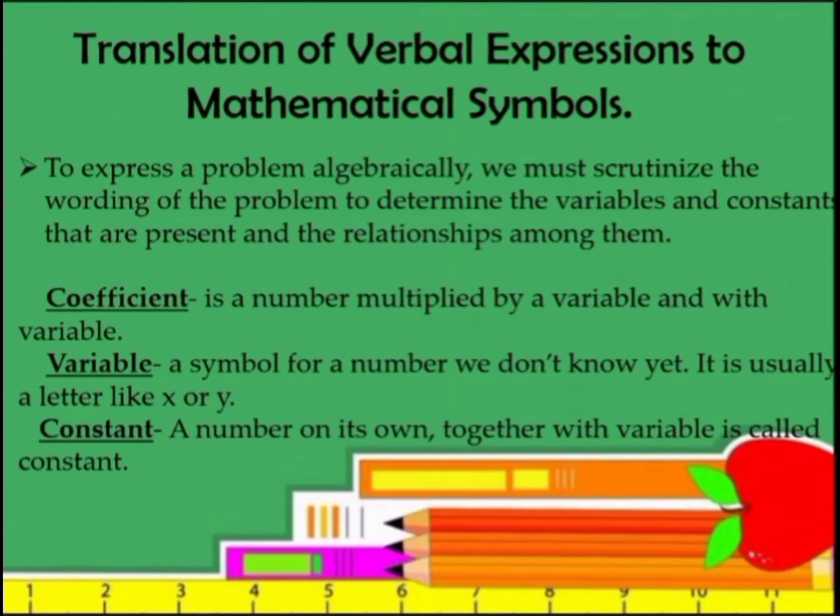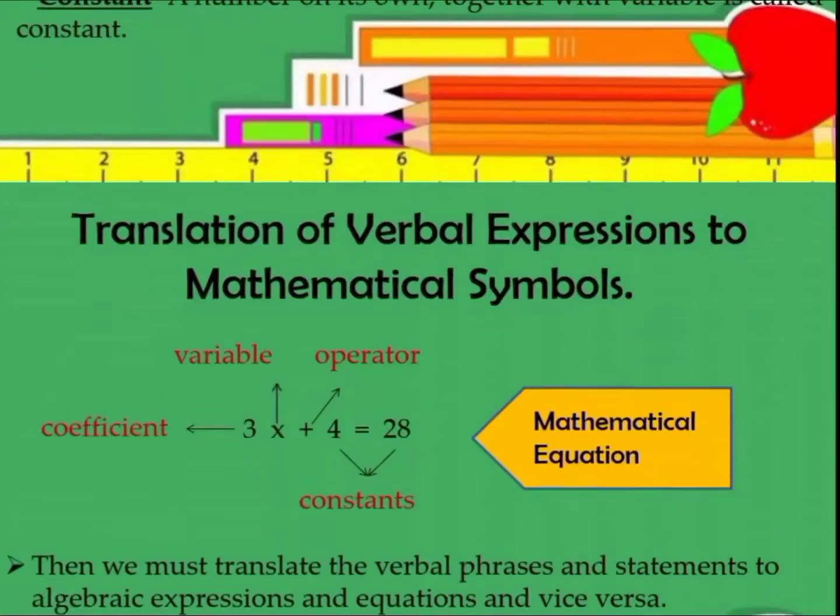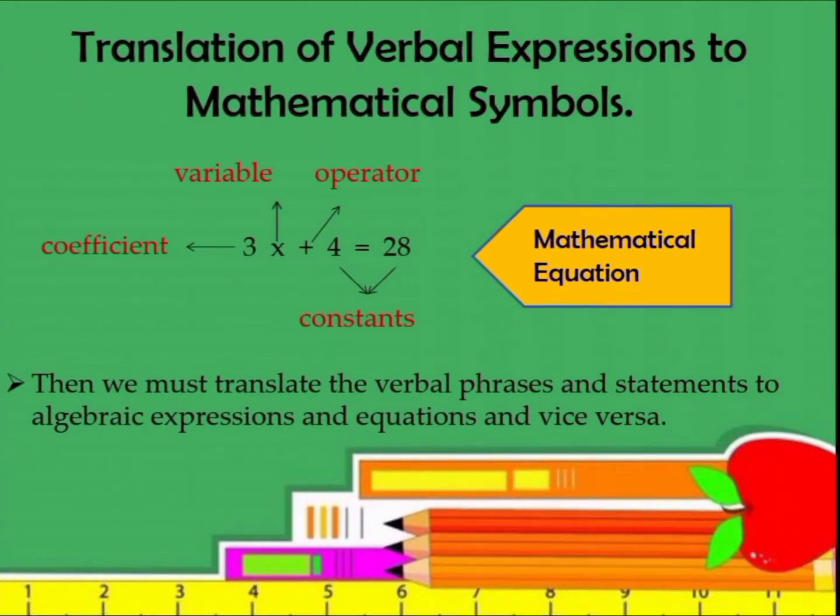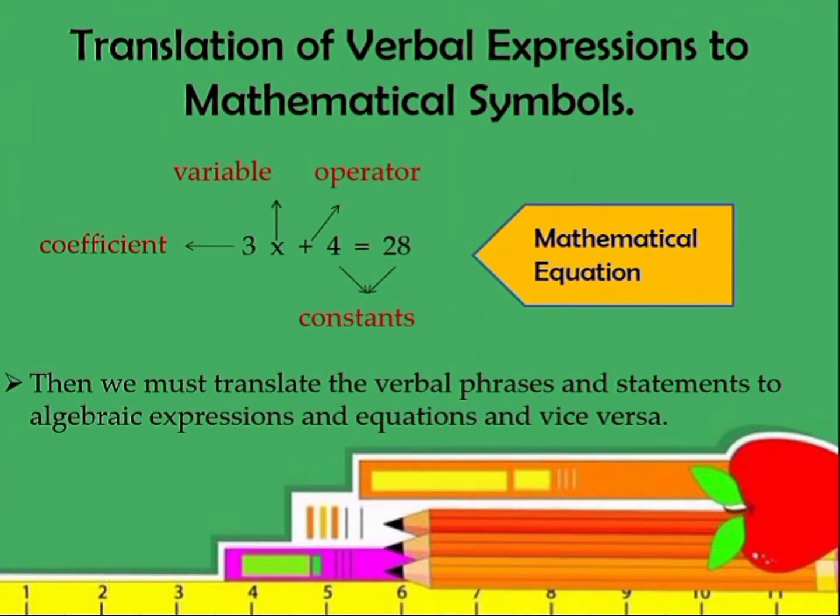So, to better understand these parts of mathematical equation, I will show you an example. So, this is an example of mathematical equation which is an algebra as well. Kasi makakita nyo naman dyan na may letters and symbols. So, our example here is 3x plus 4 is equal to 28. So, 3 stands for coefficient. It's because ito yung number na kung saan may kasama siyang variable, which is yung x.